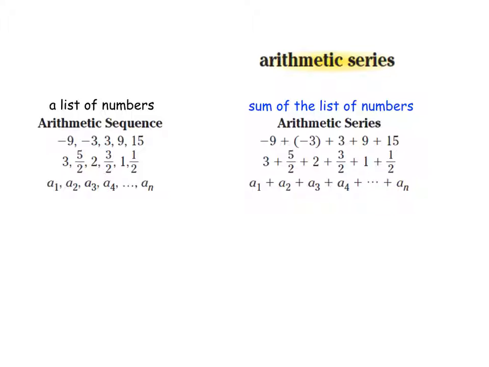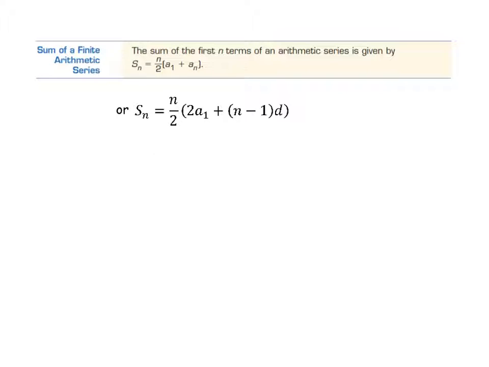Okay. So now that we know what a sequence is, let's look at what a series is. An arithmetic series is when you're adding all of your sequence values together. A list of numbers is your sequence. When you sum them together, that's a series. Okay? And then there's an equation for that as well. The sum of a finite arithmetic series, the sum of the first n terms of an arithmetic series, is given by this equation, okay?